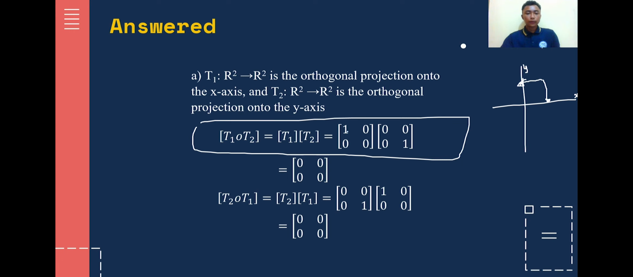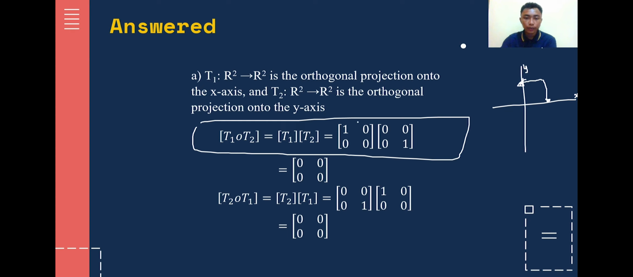So the formula will be like this. We just use multiplication of the formula, because if we use the coordinates, that will have a different result, but if the formula is different, the result will be different too. For example, like this, T1 or T2, we just multiply the formula.